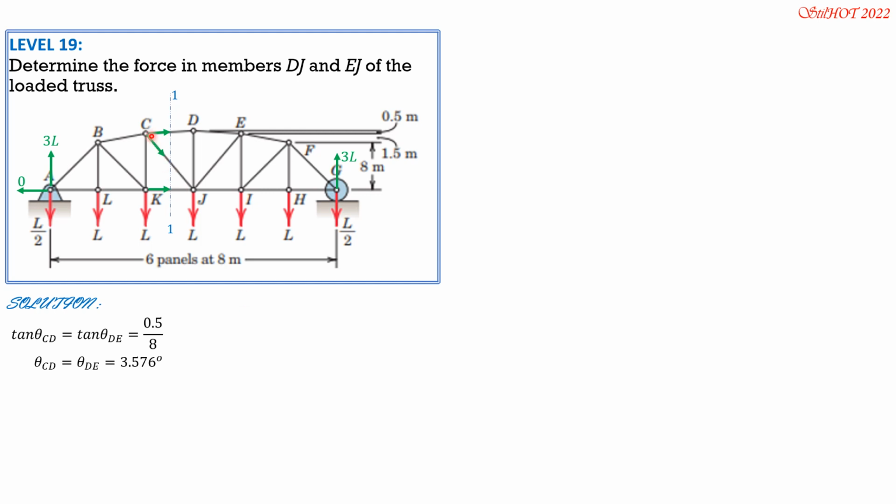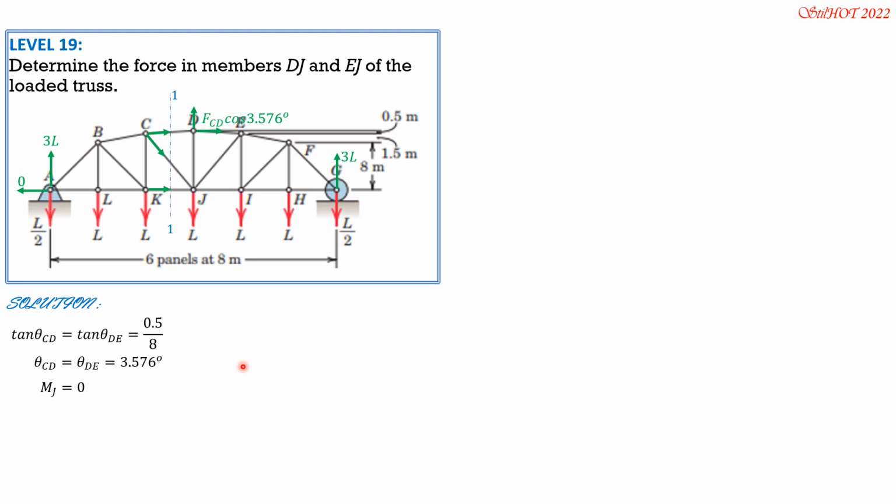Then by the principle of transmissibility of a force, we move CD to D. There are two components, but the vertical component passes through J. We plan to set moment about J equal to 0 because these two members meet at J, so they are not involved. So this is FCD cosine of 3.576 degrees. The other component, the vertical, is just shown but not named because it has no moment about J.